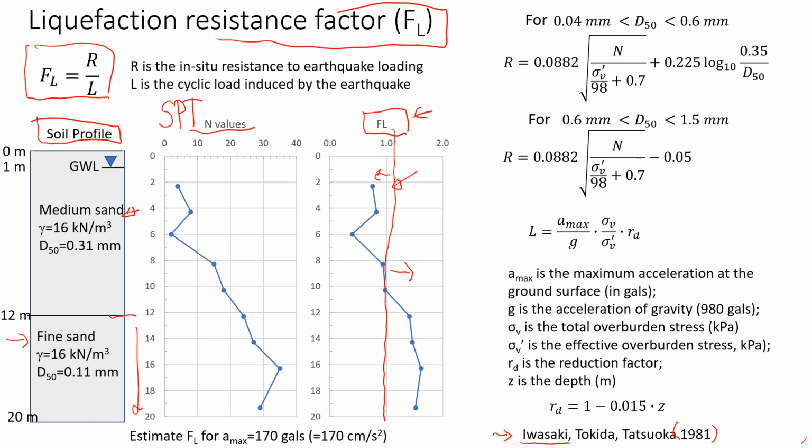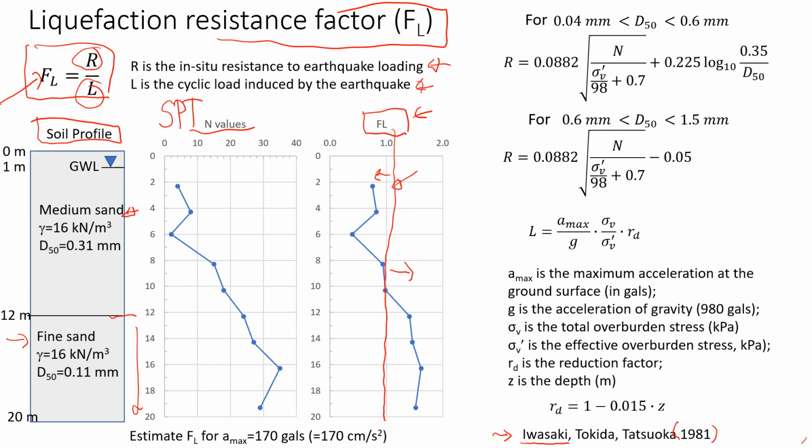We'll start with the safety factor, or we'll call it the resistance factor to liquefaction. You see that this is the ratio between R and L. R is the in situ resistance to earthquake loading, and L is the cyclic loading induced by the earthquake. What we want to see is whether the load induced by the earthquake is very high or low, and then we compare it to the resistance of sand, and most likely it's going to be sand or maybe some gravelly material, but usually it's not clay because clay doesn't liquefy.